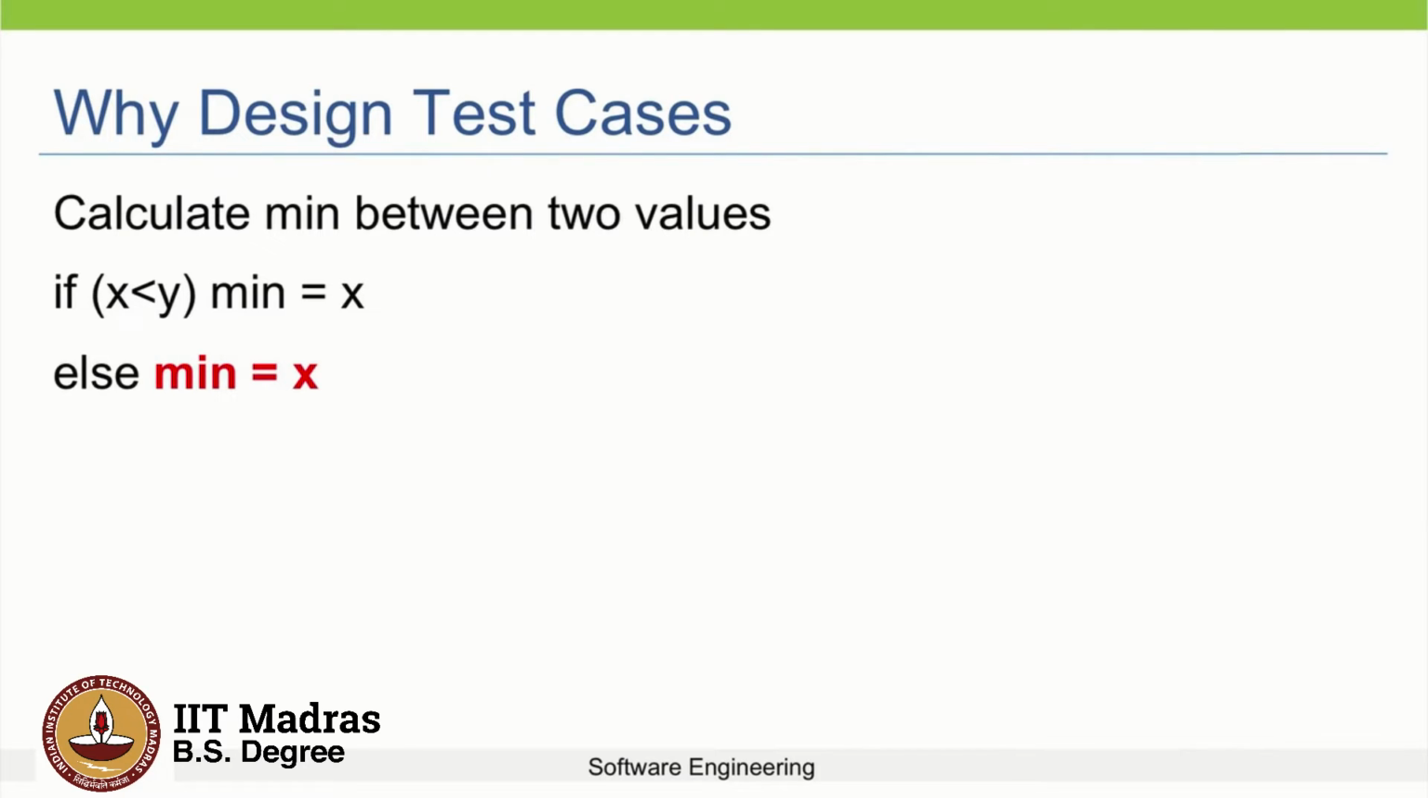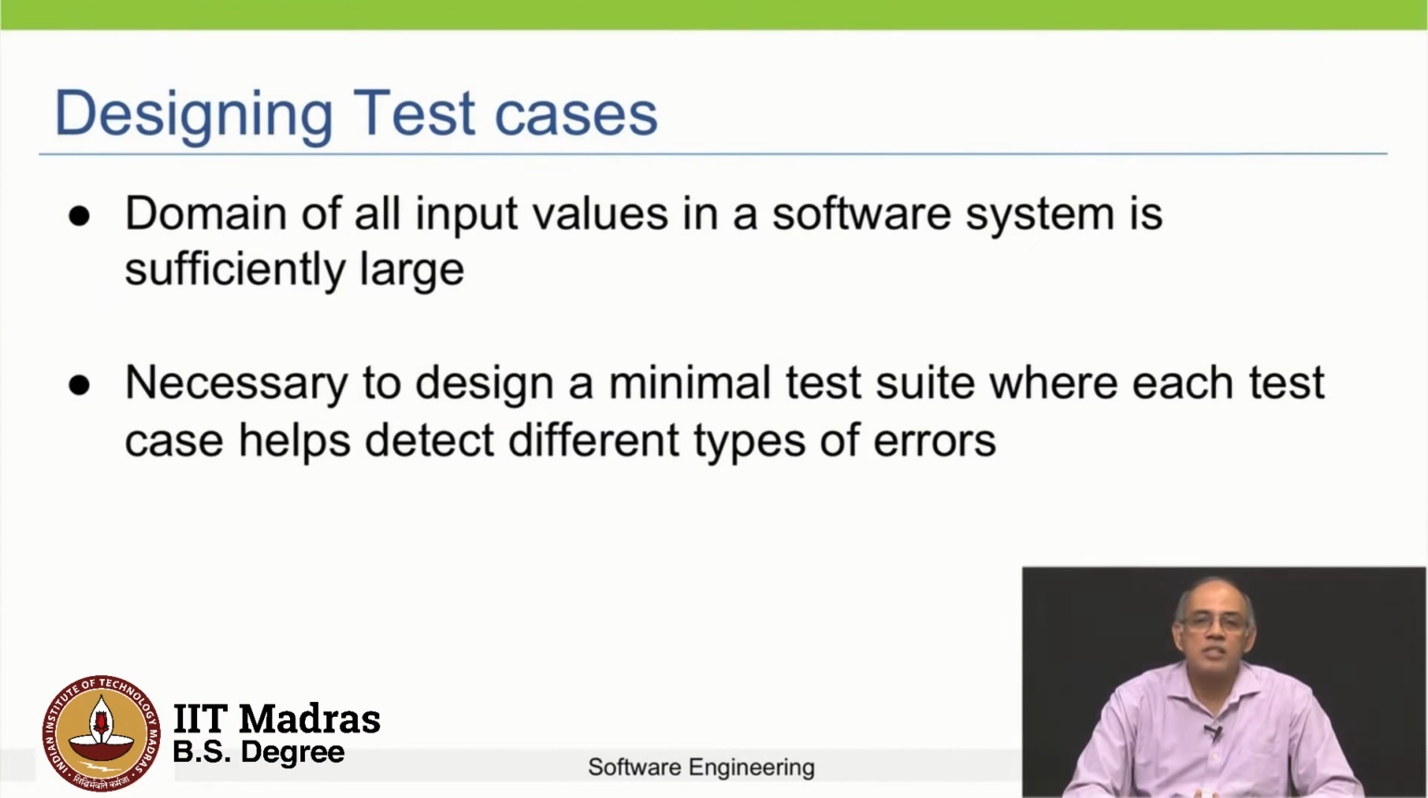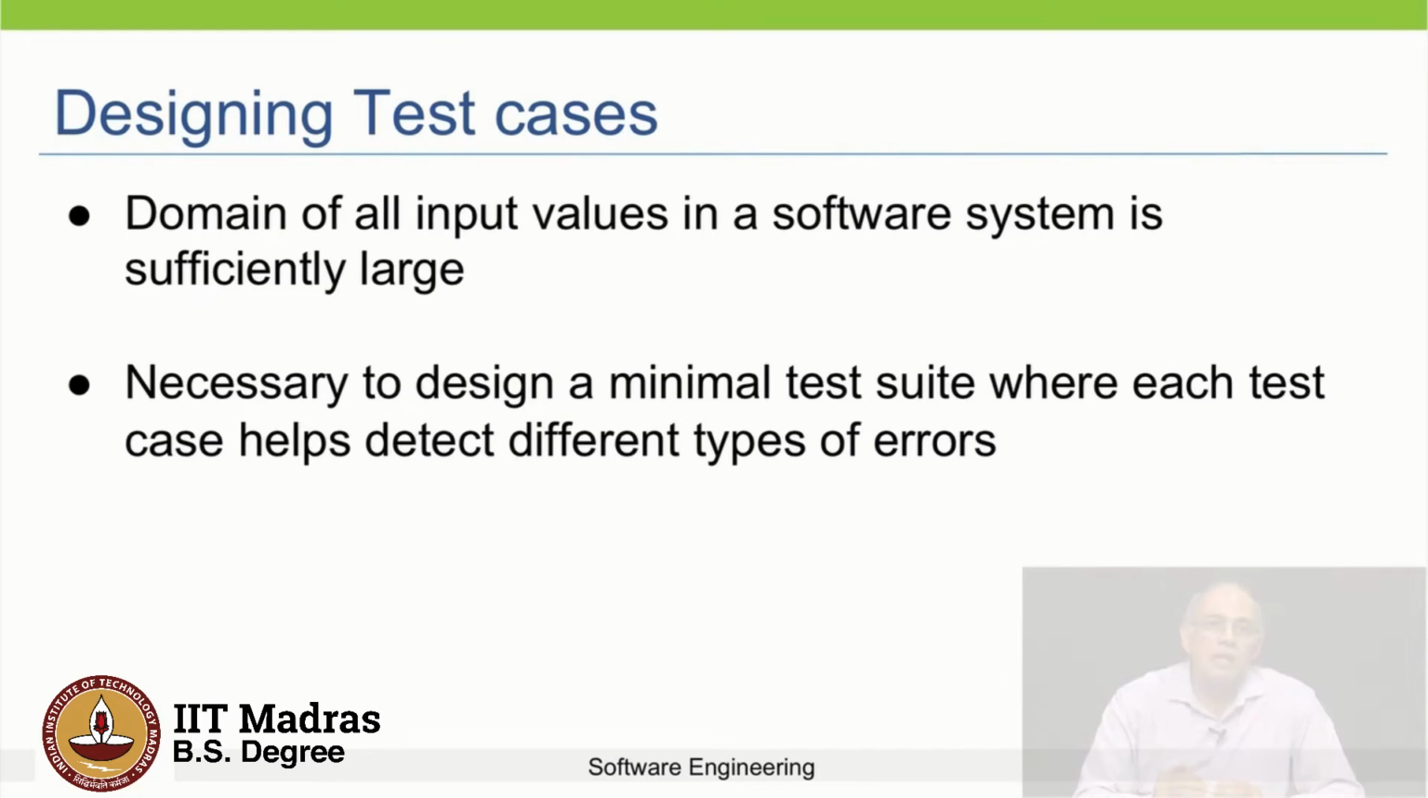So, it is important to design test cases carefully. Having talked about random values, we may think, why do not we exhaustively test all the values? Now, as you could imagine, the domain of all input values in a software system is very large. We cannot test for all possible values. So, it is necessary to design a minimal test suite where each test case has a particular function. It is designed to catch a certain type of error.